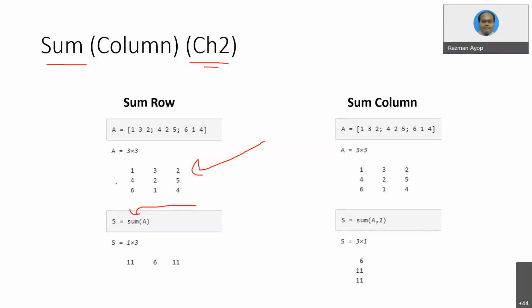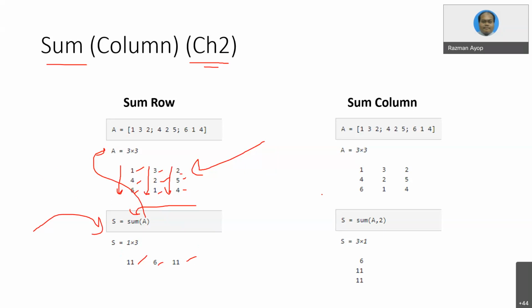Okay, when you use sum, it will sum vertically. Okay, it will sum something like this. So the answer should be, okay, 1, 4, 6 is 11. 3, 2, 1 is 6. 2, 5, 4 is 11. Okay, if you use just sum, sum A, basically this one.